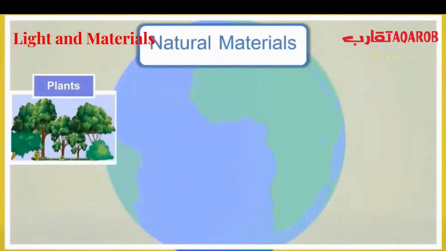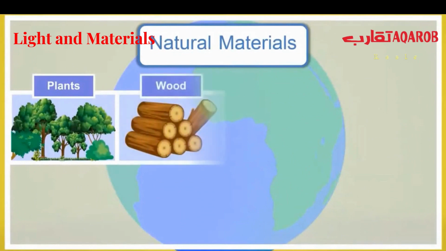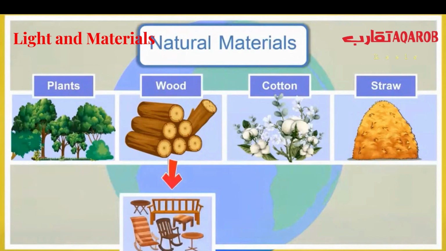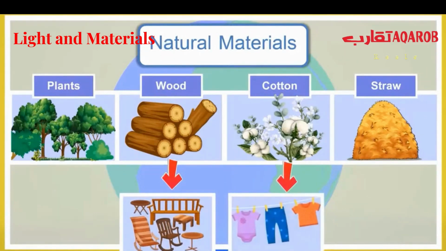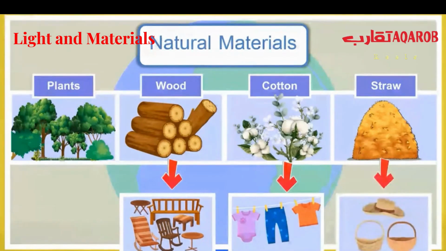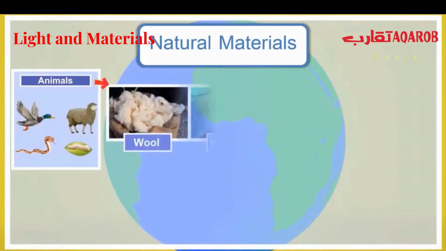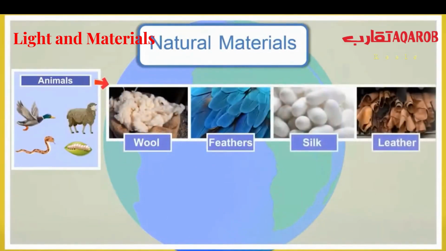Plants provide us with natural materials such as wood, cotton, and straw. And we use these natural materials from plants in order to make many different things. We use wood to make furniture, we use cotton to make clothing, and we use straw to make hats and baskets. Animals provide us with wool, feathers, silk, and leather.